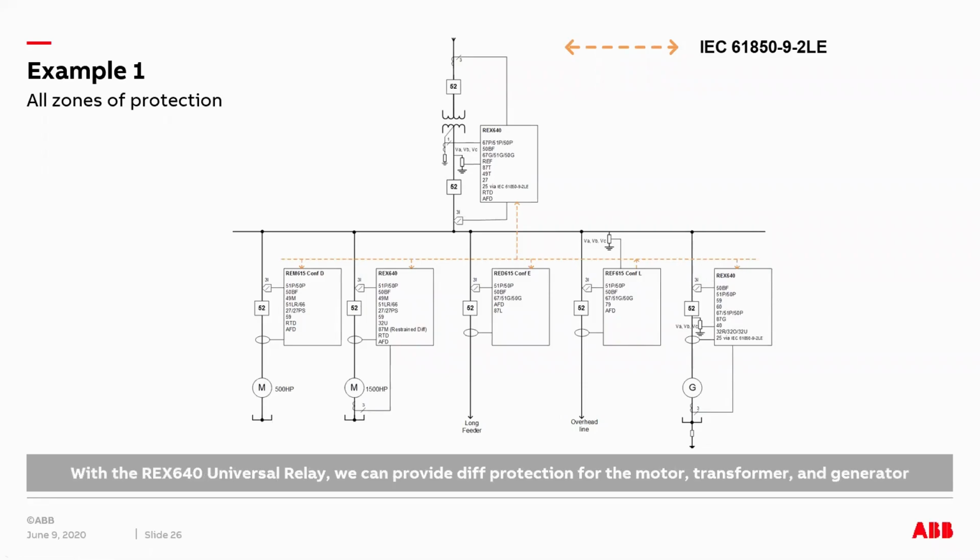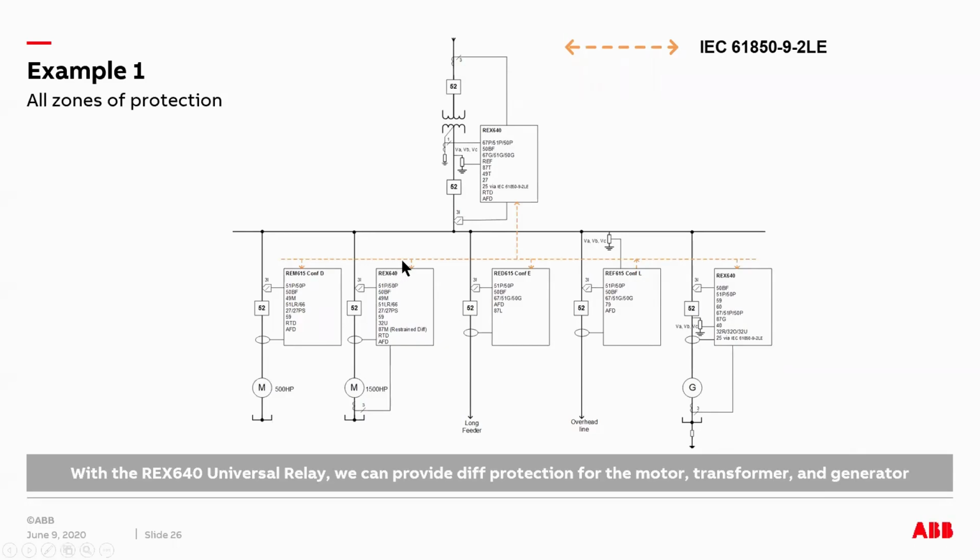Okay, so that was an example with REF 615 series relays, but there is another way of doing digitization using REX 640. So with the REX 640 relay, we have a differential protection possibility for large motors, transformers, and generators as well.